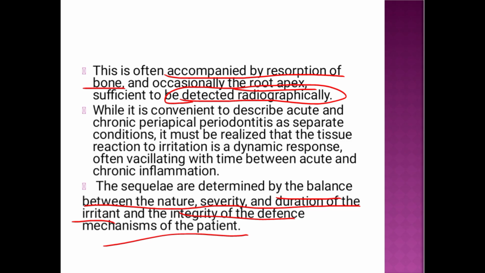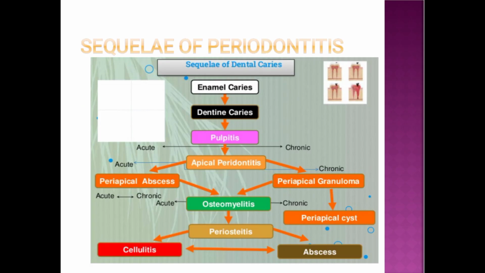So basically the sequel of pulpitis and periodontitis is similar. When the patient has pulpitis, it leads to periapical periodontitis. You can see it: the patient has dental caries. The dental caries cause pulpitis. Now the pulpitis will cause periapical periodontitis. Either it can be acute pulpitis or chronic, and again it will lead to periapical periodontitis, either acute or chronic.